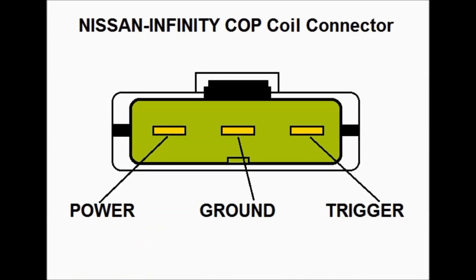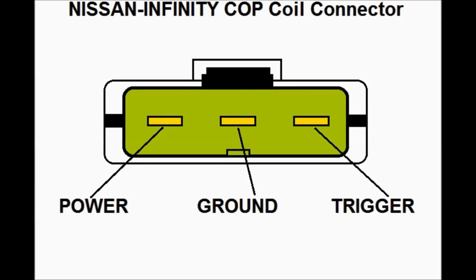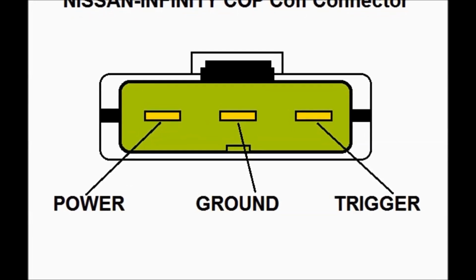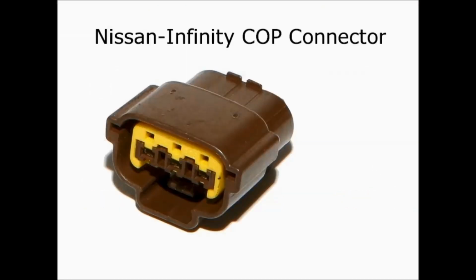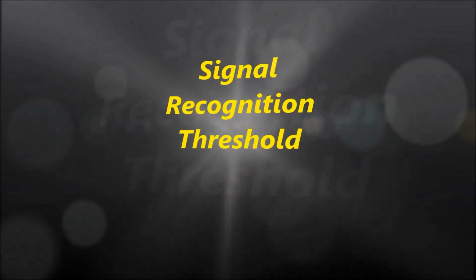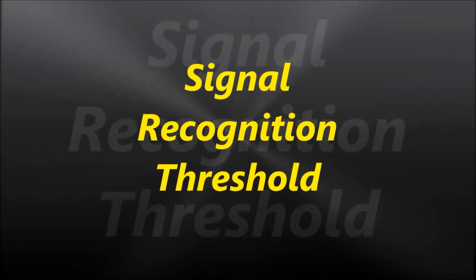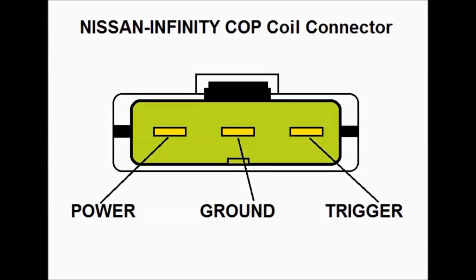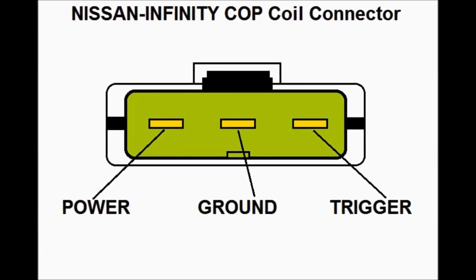As you can see, the center pin is the ground, and looking at the connector, the rightmost pin is the trigger. But there's nothing special about these coils. It's just like any other coil. The one thing that differs in Nissan, Toyota, Honda, Mitsubishi is the signal recognition threshold, and we have another video on our channel that deals with that. In Nissan in particular, they like to see about 5.5 volts. 5 volts is okay. Anything above that is a problem. It does not trigger the coil.